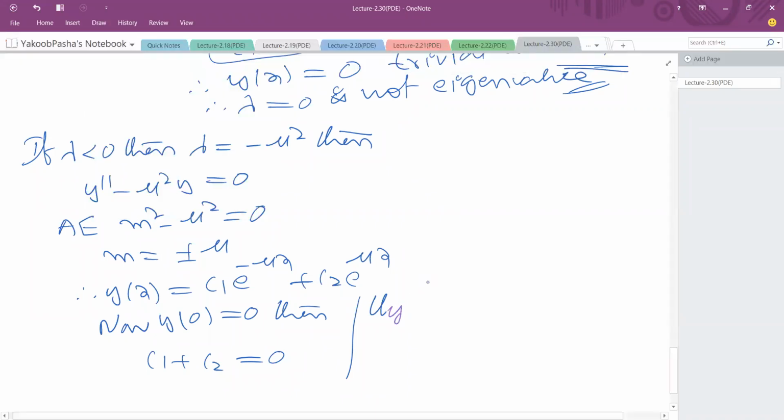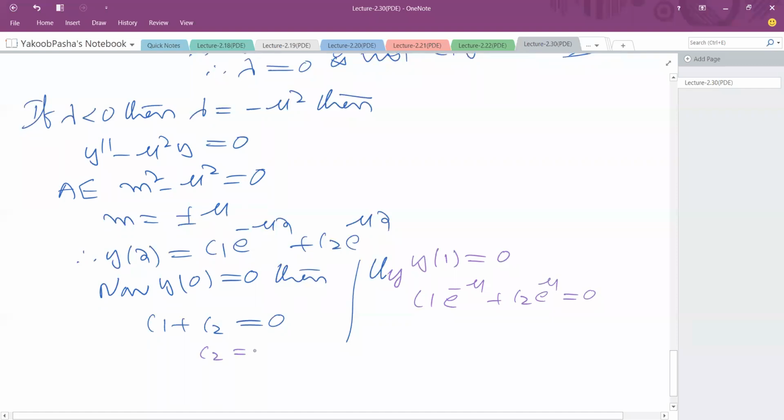Second boundary condition, that is y of 1 is equal to 0. So apply here c1 e power minus mu plus c2 e power mu is equal to 0. Now from this we can write c2 is equal to minus c1, or c1 equal to minus c2, and substitute here. We get c1 e power minus mu plus c2, and c2 is equal to minus c1, so minus c1 e to the power of mu is equal to 0. We can take c1 as common: e to the power of minus mu minus e to the power of mu is equal to 0.